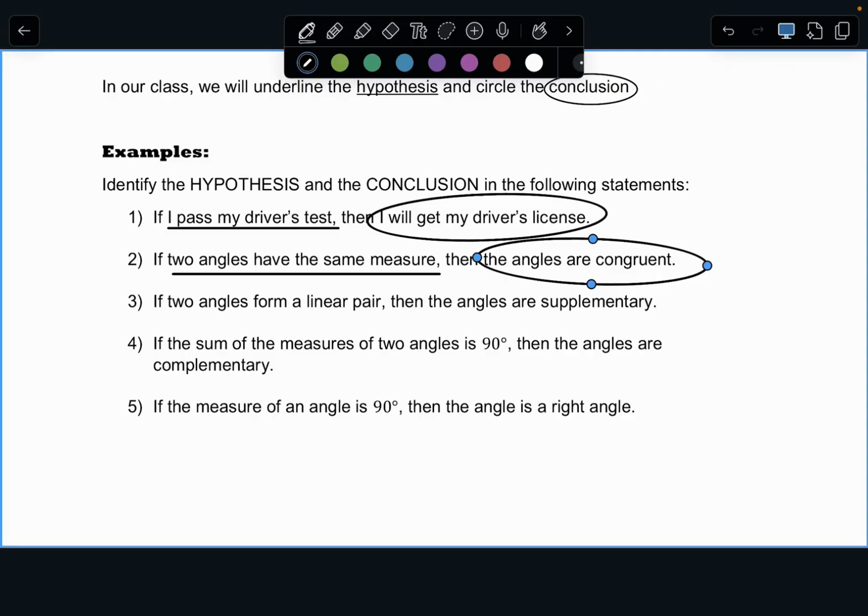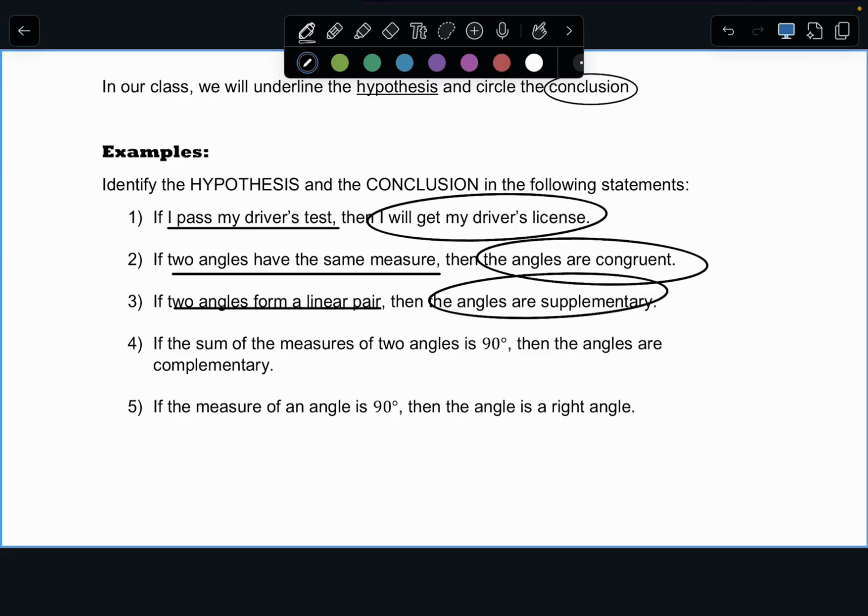Number 3, if 2 angles form a linear pair, then the angles are supplementary. Janaya, give me my hypothesis. Perfect. 2 angles form a linear pair. Reagan, give me my conclusion. The angles are supplementary. Perfect. The angles are supplementary. Hopefully, fairly easy.